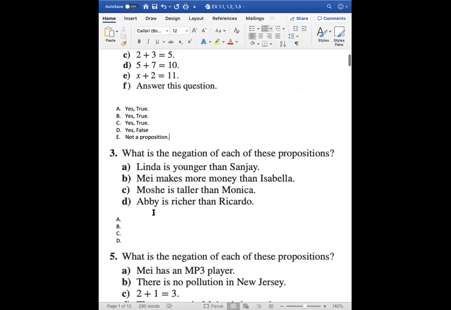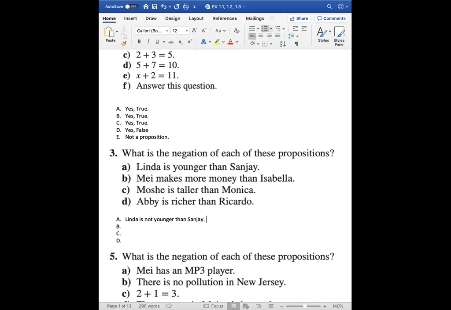All right, if no questions, let's move on to the next one. So in this question, what we have to do is find the negation. Negation is basically the opposite of some statement. So here we have Linda is younger than Sanjay. So the negation here will be that Linda is not younger than Sanjay.